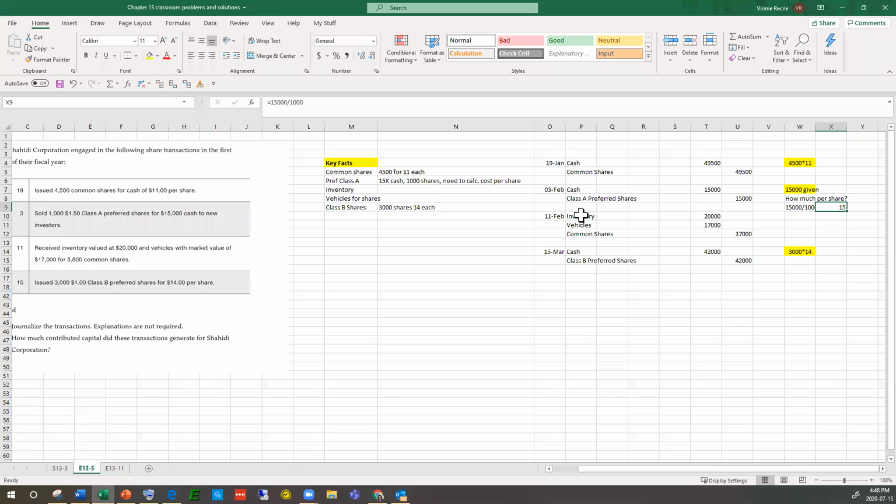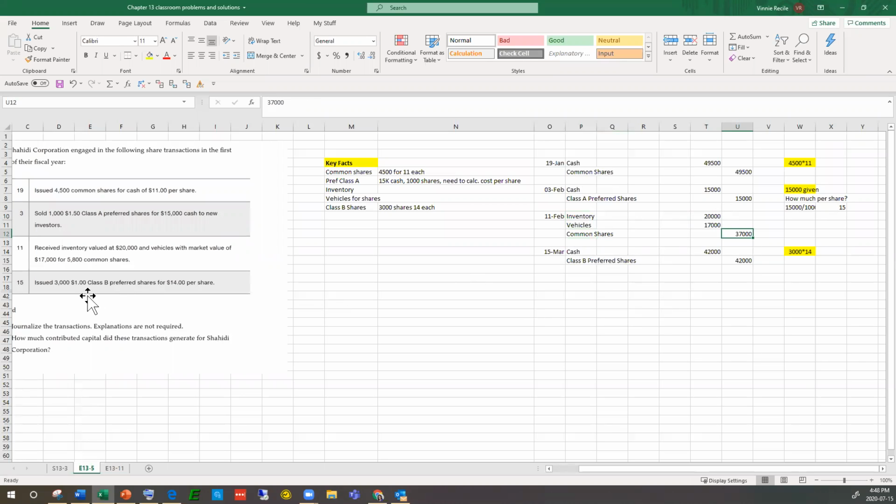February the 11th, they exchanged inventory and vehicles rather than cash for common shares. So they give you the values of 20,000 and 17. So you're acquiring these assets, which is a debit, and you're issuing shares in exchange. These are given numbers. This is a sum to offset them to balance the entry.